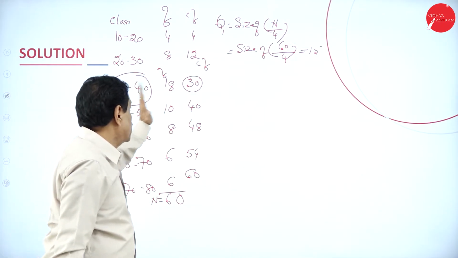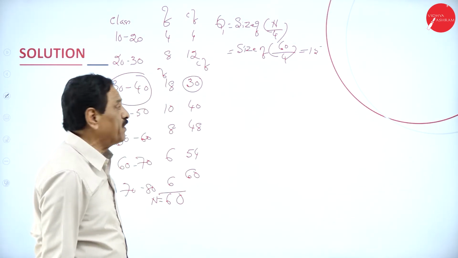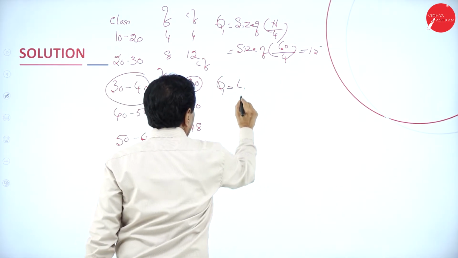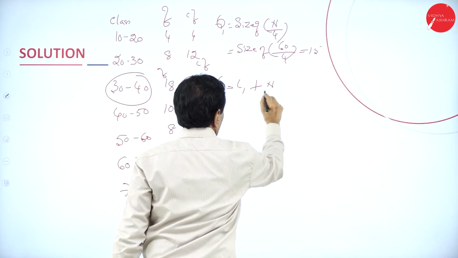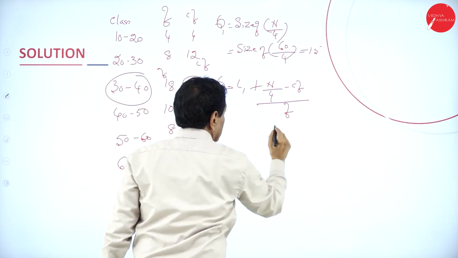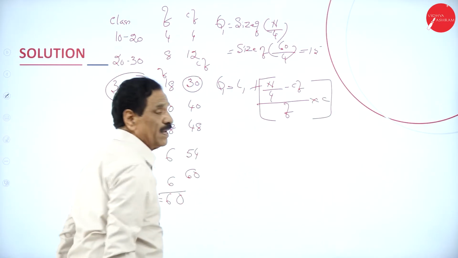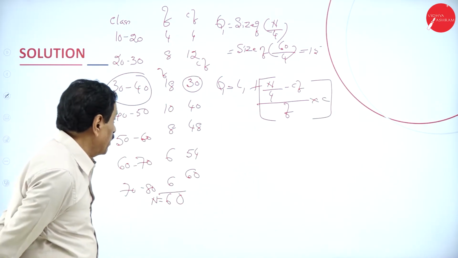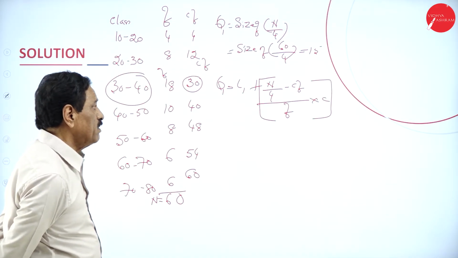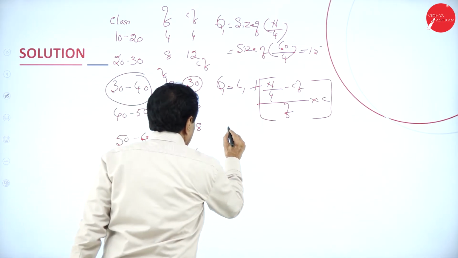Understand? Your class is 30 to 40. Your regular frequency is 18. Behind is cumulative frequency. We'll apply. Q1 is equal to L1 plus N by 4 minus CF divided by frequency into C. What's your formula? Q1 is equal to L1 plus N by 4 minus CF over F into C. C is equal to class into which range you have taken? 30 to 40.